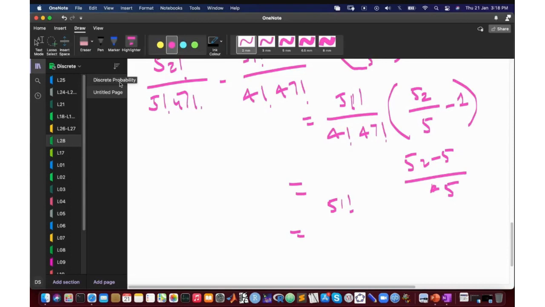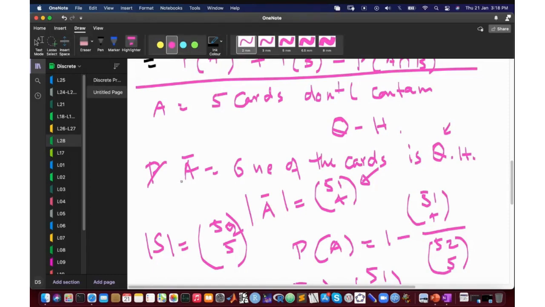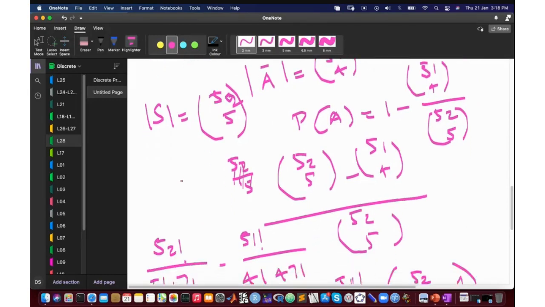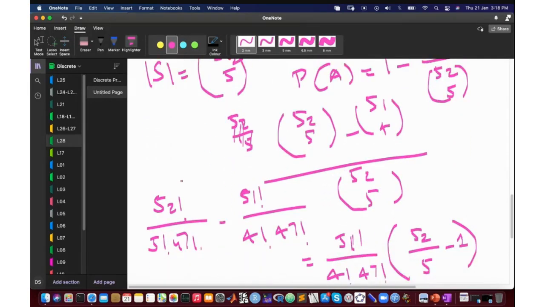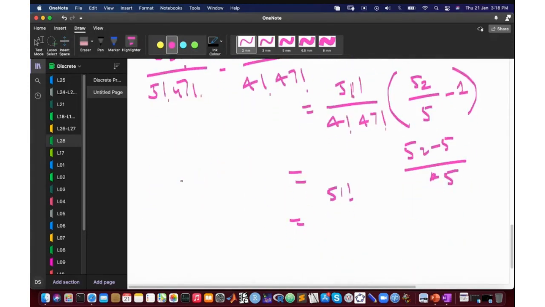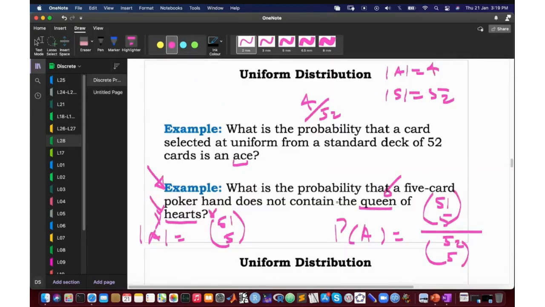Oh, sorry. Which part do you think is wrong? This A complement? We were doing it fine earlier, in the beginning when you subtracted 1 minus 51 choose 4 divided by 52 choose 5. It was fine. So where's the problem? There is no problem. So why are we computing it again? We're just expanding it, I think. We are trying to get the same answer. We are trying to see if all this comes out to 51 choose 5.